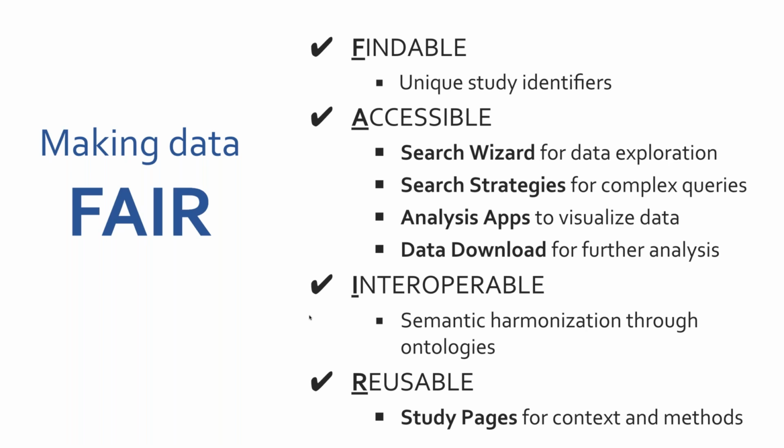A key underpinning of our site, and one thing that makes us different than a classic repository, is that we harmonize variables semantically using ontologies on the back end. So this means that if you're looking at a variable like sex in one study, you can be sure that it means the same thing as sex in another study, essentially.